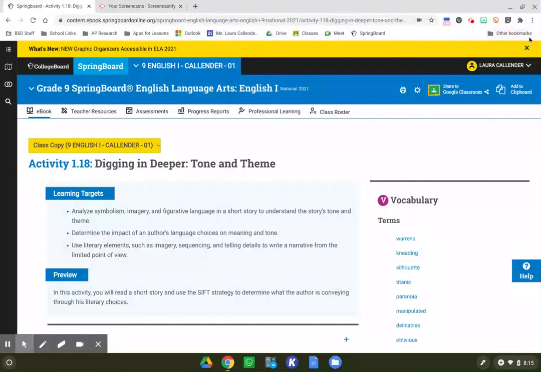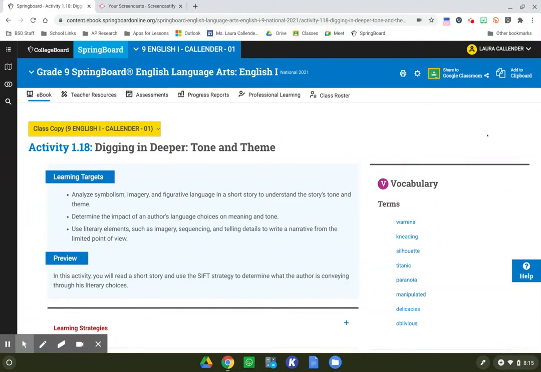Hi, everyone. So we are back to our Springboard lessons this week. And this week we're focusing on activity 1.18. This activity is going to be the focus for the entire week, and you're going to do each part of it with the exception of the very last writing prompt. So the blue box at the end, we are not going to do. We may come back to it next week, but you do not have to do it as part of your work this week.